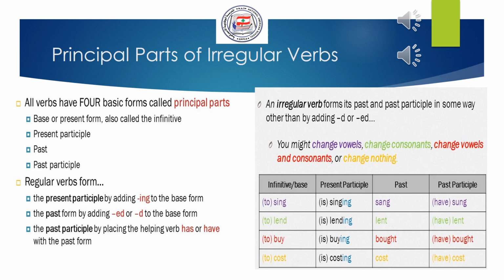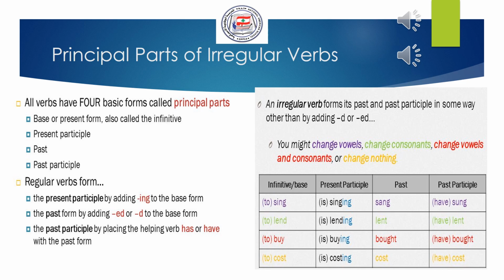And as you know, we will add helping verbs before the present participle and the past participle. We add helping verbs am, is, or are before the present participle form, and we add has, have, or had before the past participle. As you see in the first example, we changed the vowel from i in sing. In the past it changed to a, in the past participle it changed to u.